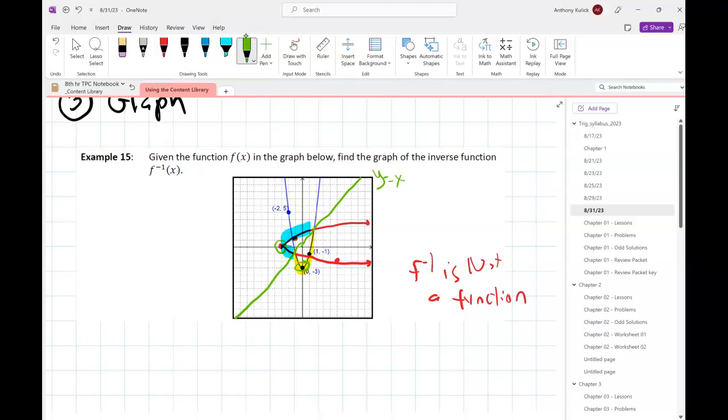Was f not 1-to-1? Was it not onto? Was it neither? Which one did it fail? Because the inverse wasn't a function, so I know it was missing either 1-to-1 or onto, or it is missing both. How can I tell? Just by looking at the graph.